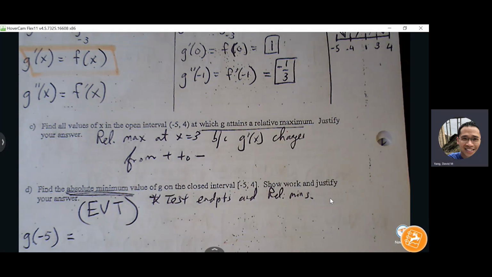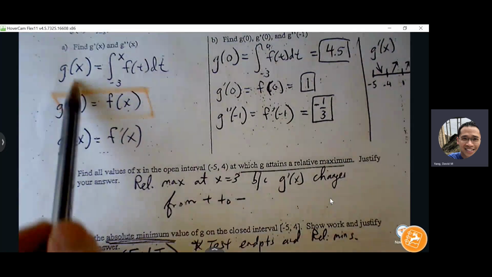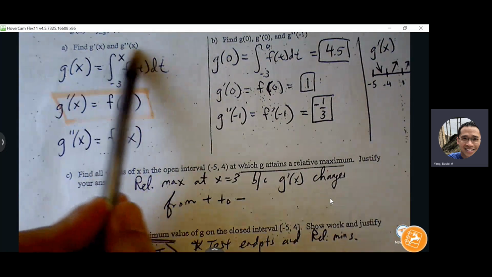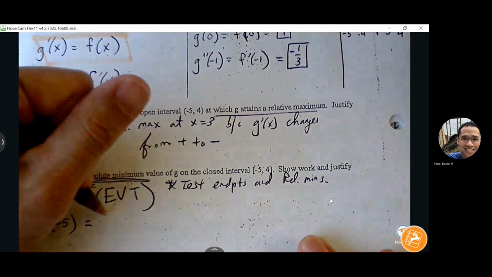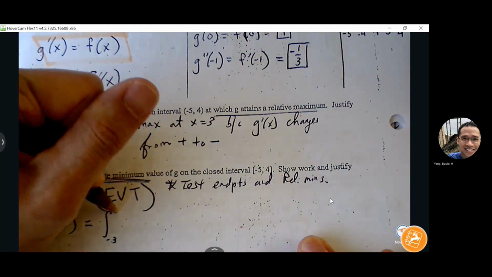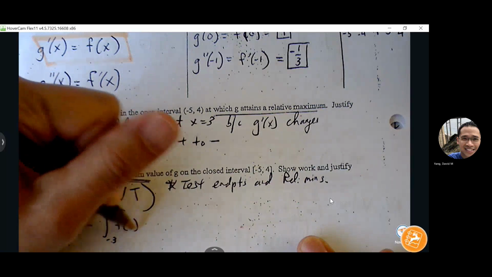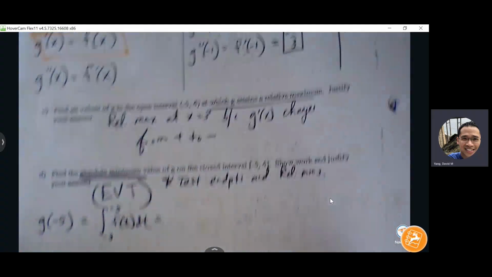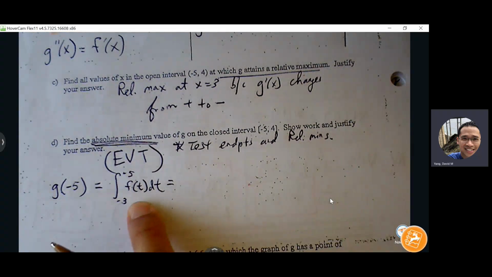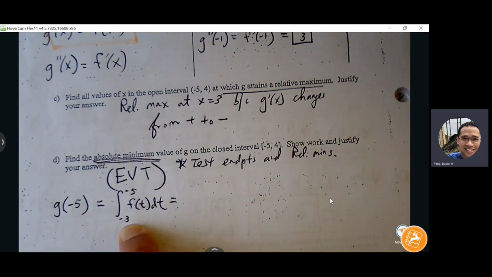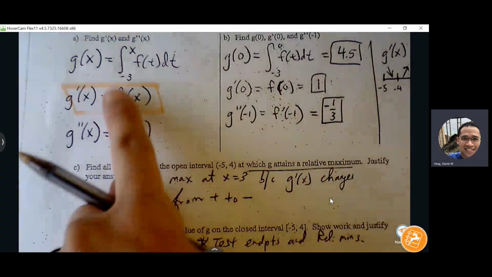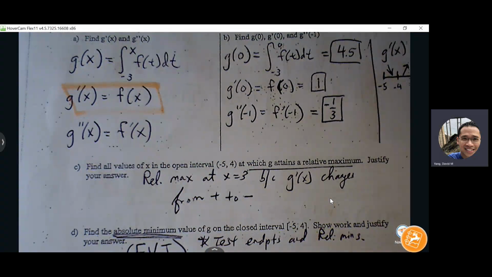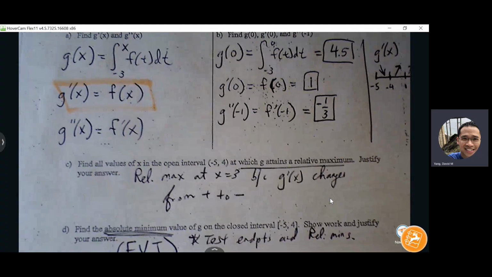Okay, let's do -5 first. G of -5 equals. Now we have to go back to our definition, right? This is the definition that is going to help get us an ordered pair. G of x is the integral from -3 to x of f of t dt. So we have to look for the area under the graph between -3 and -5. Okay, does that make sense? Why do we have to always use that -3 there? Why is that? Because it's in the definition, right? So we just have to use whatever is given to us. We don't have to create anything. We just have to follow the rules.